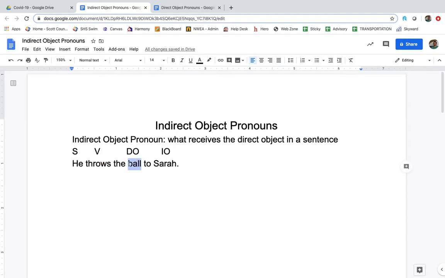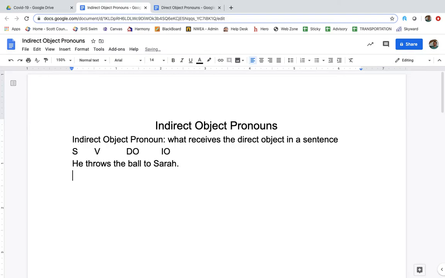So the ball, like we talked about in our last lesson about direct object pronouns, is the direct object. So the ball receives the action. And then Sarah is receiving the ball. She's receiving the direct object. So that makes Sarah the indirect object. He throws the ball to Sarah. Subject, verb, direct object, indirect object.